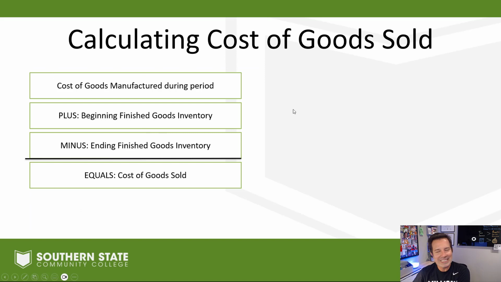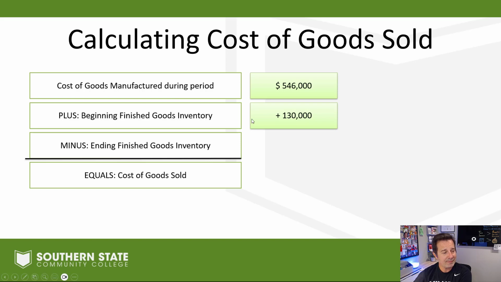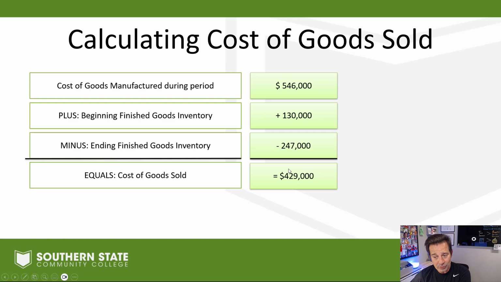For now, just roll with the numbers that were given. We'll pull up our handy dandy calculation here. Cost of goods manufactured during the period was given, $546,000. We're going to add in the cost of our beginning inventory, $130,000. We're going to subtract out what was left over, $247,000 worth of inventory left over. The difference has to be cost of goods sold.